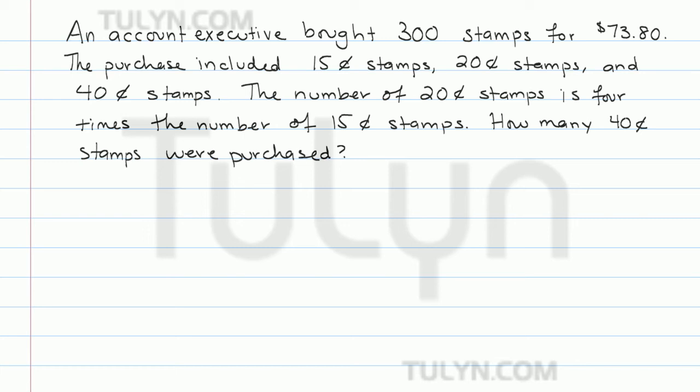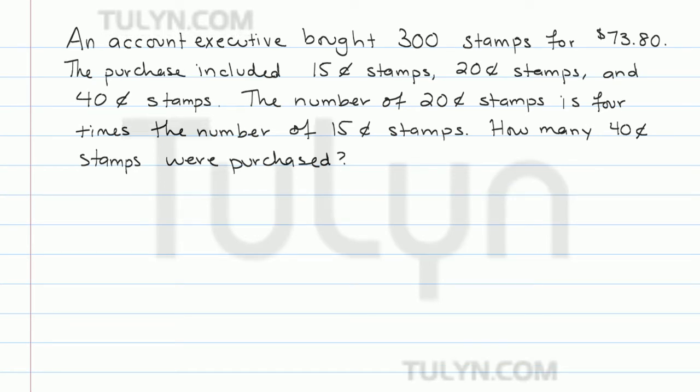An account executive bought 300 stamps for $73.80. The purchase included 15-cent stamps, 20-cent stamps, and 40-cent stamps. The number of 20-cent stamps is 4 times the number of 15-cent stamps. How many 40-cent stamps were purchased?